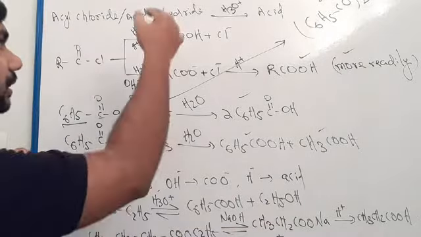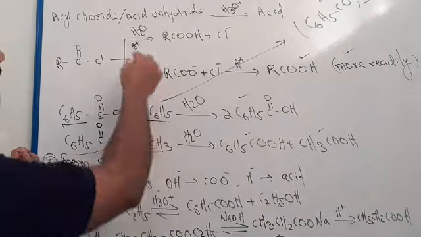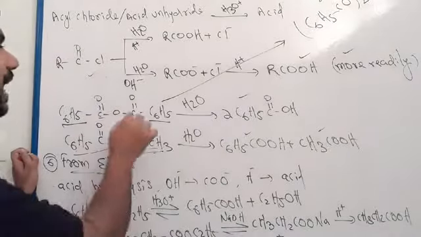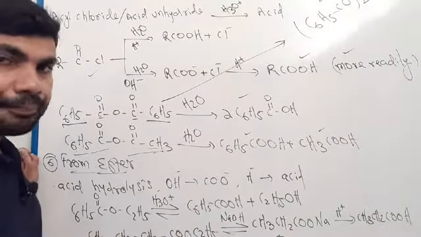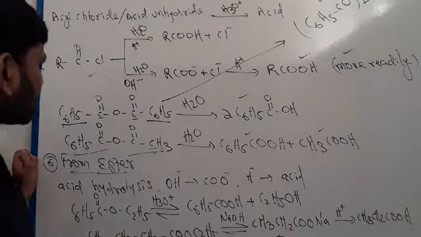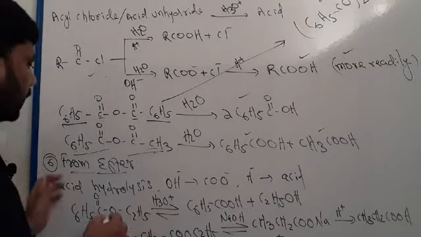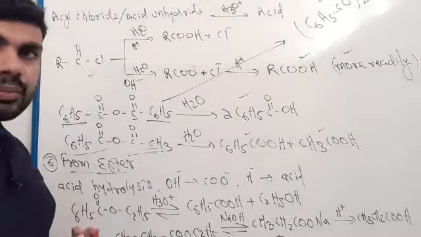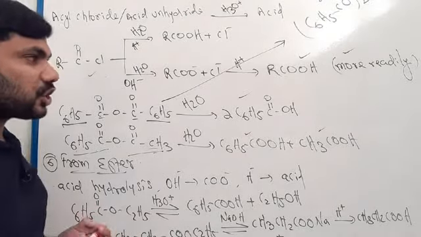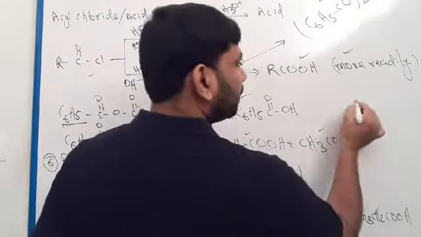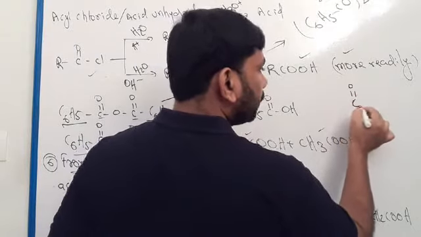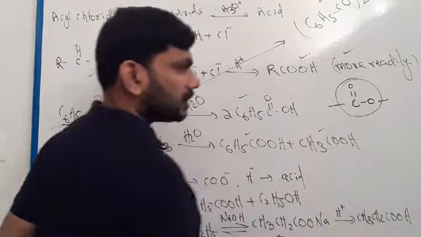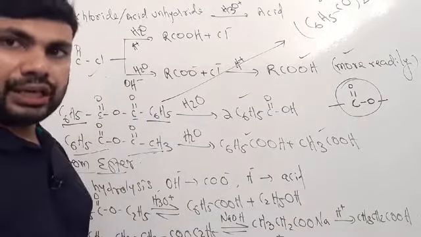So these are the methods of preparation of carboxylic acid from acyl chloride and acid anhydride. Clear? Next one, the last method, preparation of carboxylic acid from ester. We know ester means the functional group carbon double bond oxygen, single bond oxygen. This is the ester linkage.